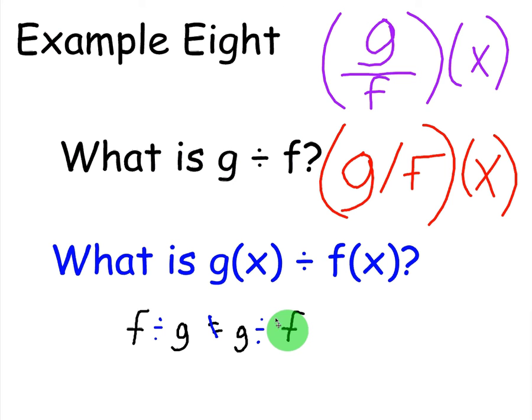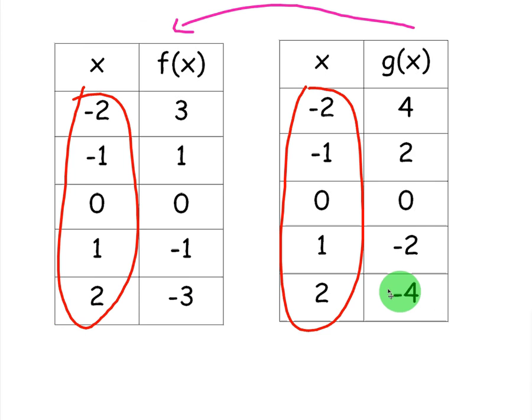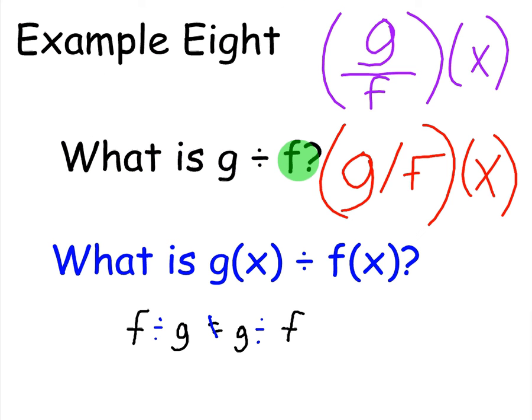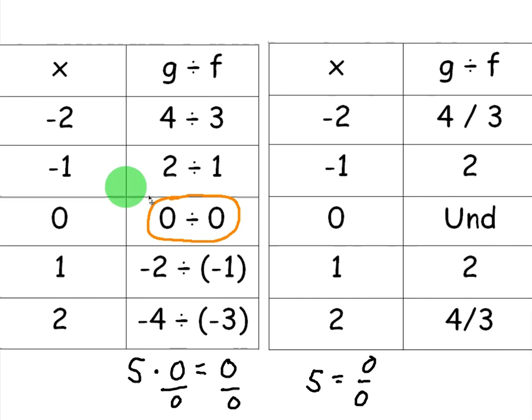But what we're going to do here is take all the y values of g and divide by all the y values of f to get a new chart. So we're going to take all these y values and divide by all these y values. Again, we can only do that when the x values are the same. So we're going to take 4, 2, 0, -2, -4, all the y values of g, and divide by all the y values of f. Notice that 0 over 0 is undefined, but every other set of numbers gives you some number back. And just leave it in fraction form because that would be a repeating decimal.